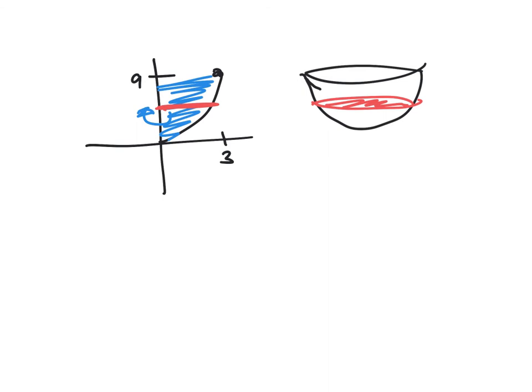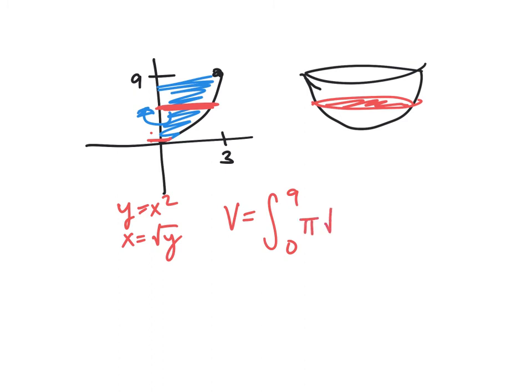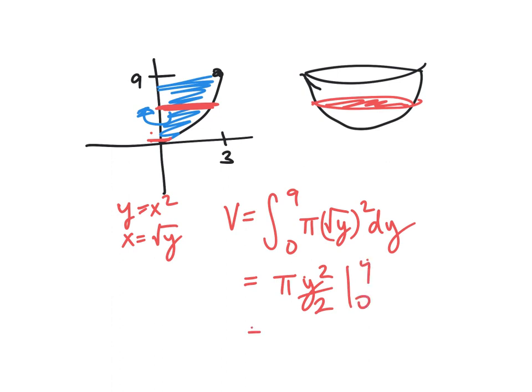And how do I get my radius? Well, it's exactly the height, but from the perspective of the y-axis. And so y was equal to x squared. But in this case, since I'm looking for the positive one, I can solve x equals root y. And so my volume in this case is from 0 to 9, because I'm going up from 0 to 9 and doing horizontal cross sections. And then pi times root y squared dy. Okay, and so then for this one, we just get pi y squared over 2 from 0 to 9, and so we get 81 pi over 2.